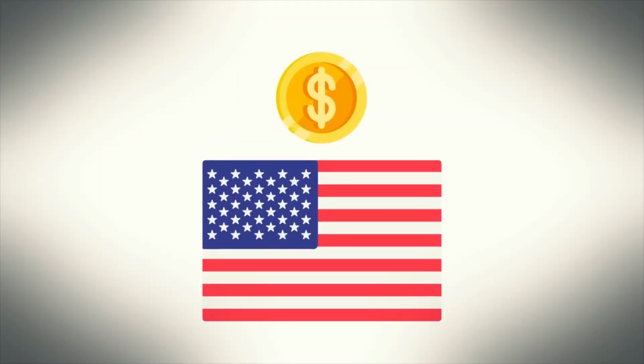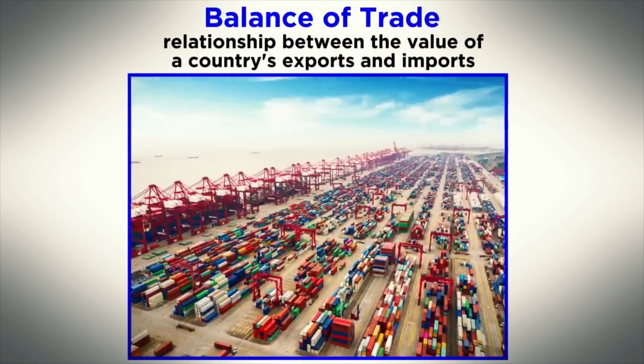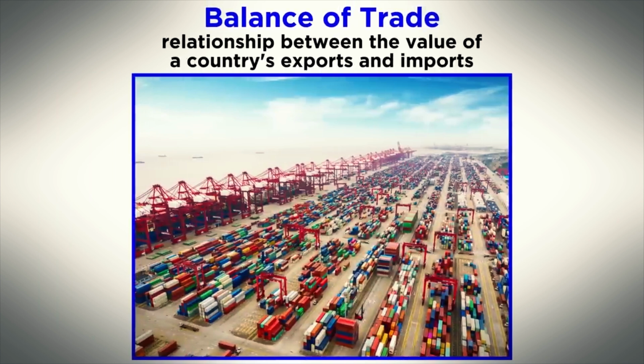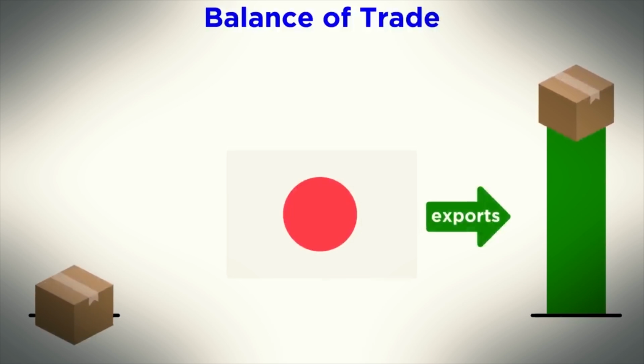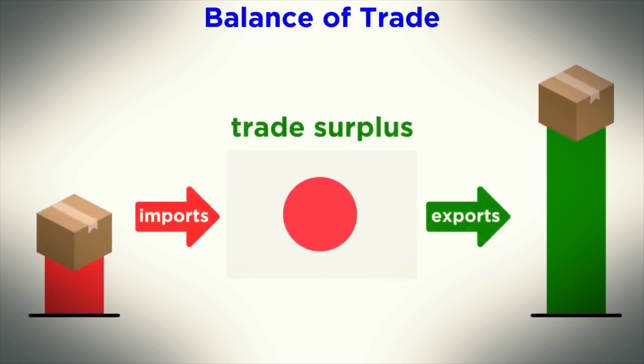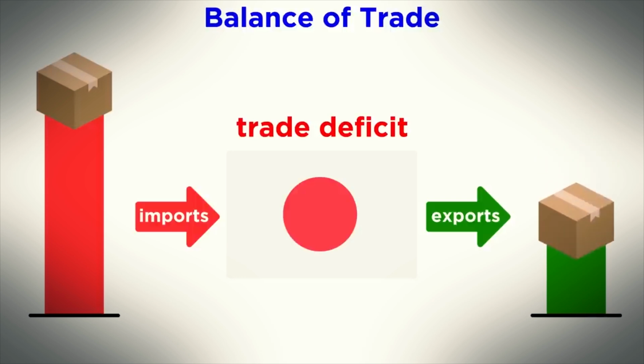A country's currency is affected by the overall flow of goods and services into and out of a country. Exchange rates often affect a country's balance of trade, which is the relationship between the value of its exports and the value of its imports. If a country exports more goods and services than it imports, it has a trade surplus. If a country imports more goods and services than it exports, it has a trade deficit.